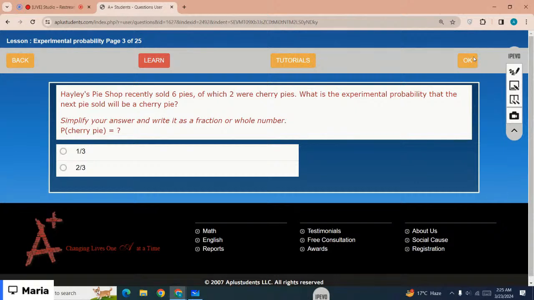Halle's Pie Shop recently sold 6 pies, of which 2 were cherry pies. What is the experimental probability that the next pie sold will be a cherry pie? Which is the correct option? The correct option is 1 out of 3, because the total outcomes are 6 and the ones that are cherry pie are 2. So that is 2 out of 6. And when you convert it into simplified form, that would be 1 out of 3. Option number 1 is the correct option.